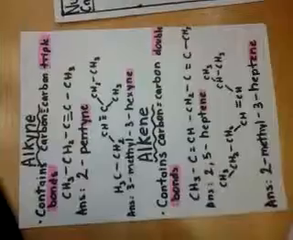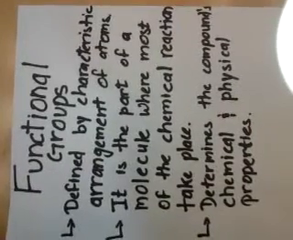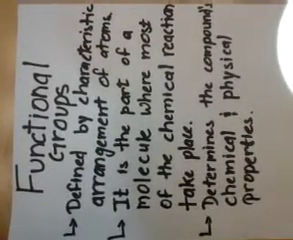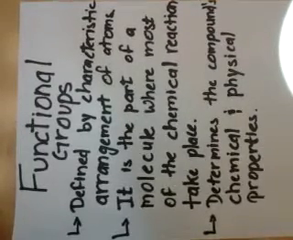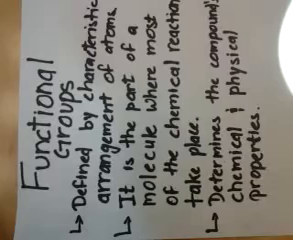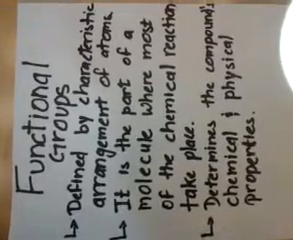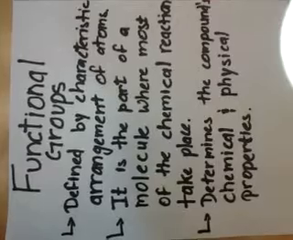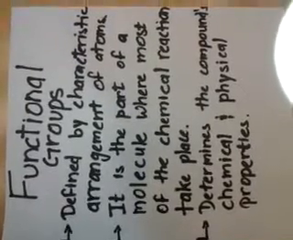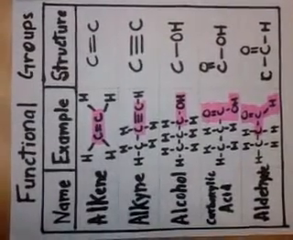Another thing in this YouTube assignment is functional groups. Functional groups are defined by characteristic arrangement of atoms. It is the part of a molecule where most of the chemical reactions take place. Also, it determines the compound's chemical and physical properties. There are 10 overall functional groups.